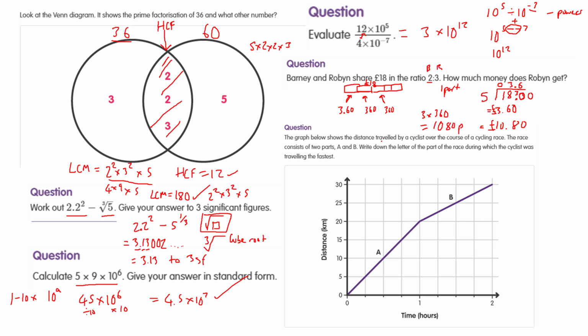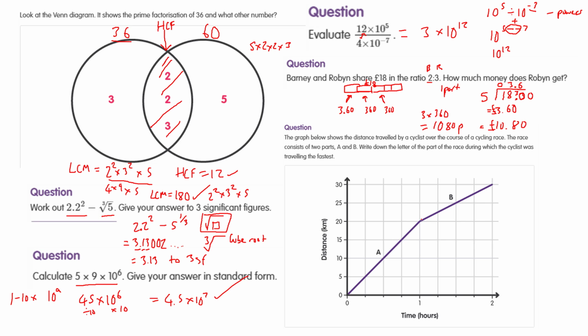Right, this graph below shows the distance travelled by a cyclist over the course of a cycling race. The race consists of 2 parts, A and B. Write down the letter of the part of the race during which the cyclist was travelling the fastest. So, if you can see here, it's understanding a graph here.